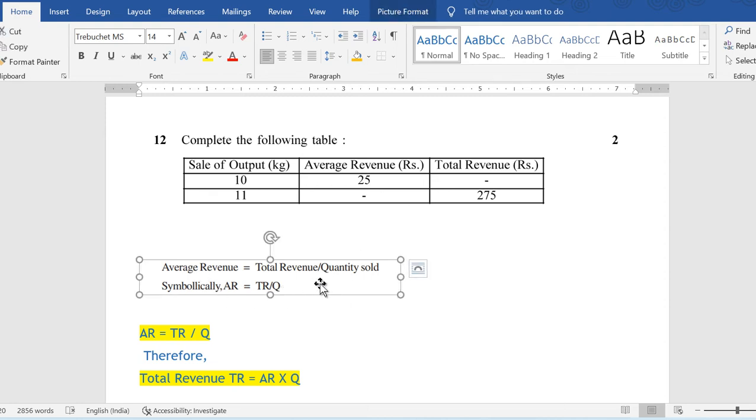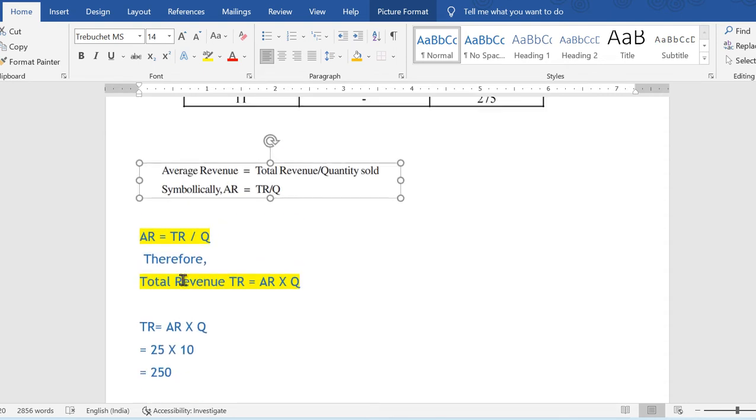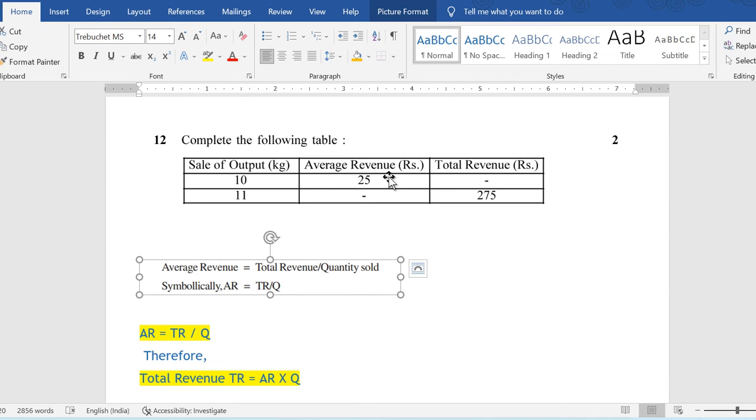This is the formula. Average revenue is equal to total revenue divided by the quantity sold. Therefore, total revenue becomes average revenue into the quantity. Let us take the first row of data. We'll have to calculate the total revenue. Total revenue is equal to the average revenue into the sale of output in kilos. So that will become 25 into 10, which is 250. The total revenue is 250 rupees when the output is 10 kilos at an average revenue of 25 rupees.